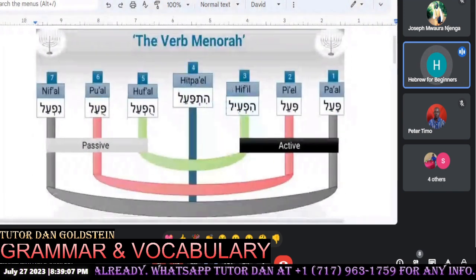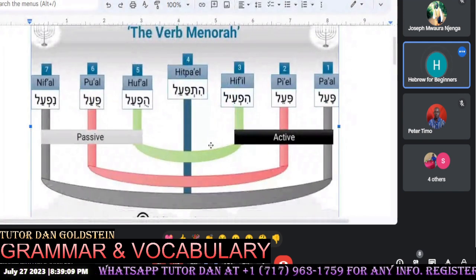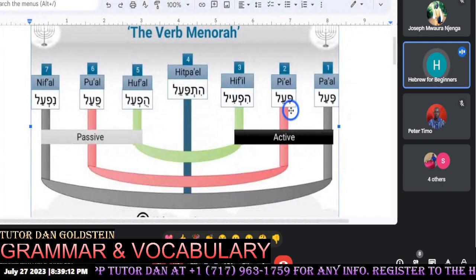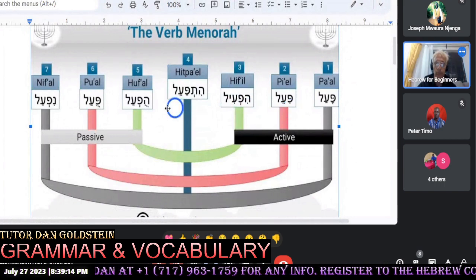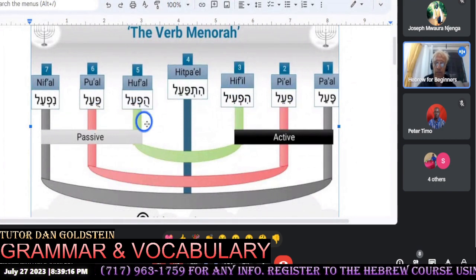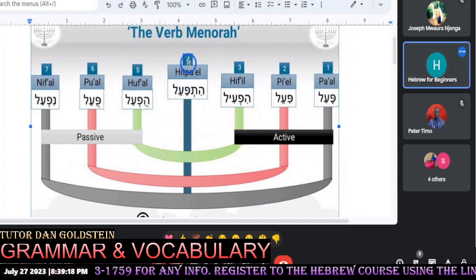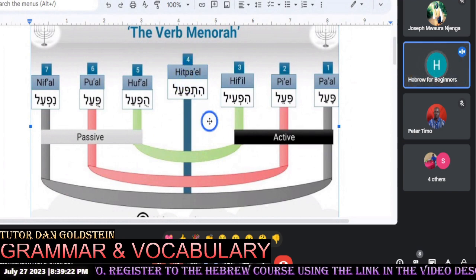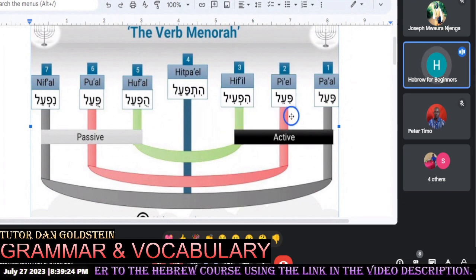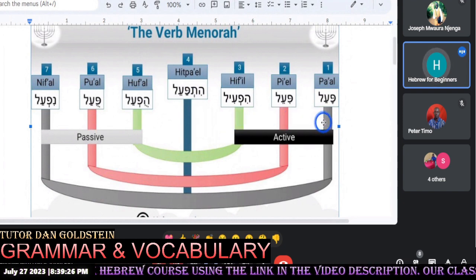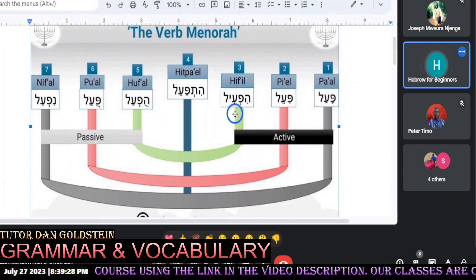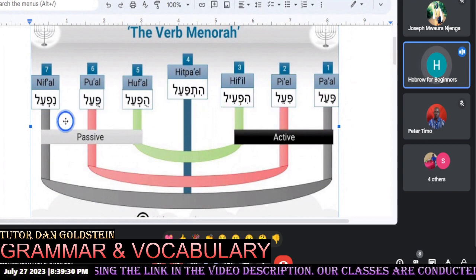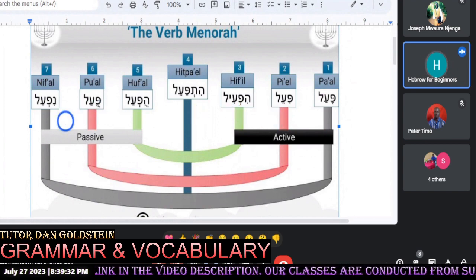So this menorah has three branches on the right and three on the left, and then it also has the main candlestick in the middle. The three branches on the right represent active verb classes, and the three branches on the left represent passive verb classes.